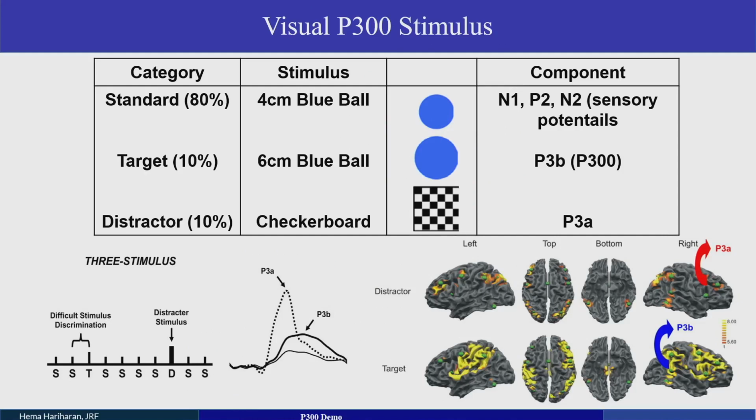There is also a 10% checkerboard, just like a chessboard kind of thing, which acts as a distractor. Whenever the checkerboard comes, our brain has to return to normalcy, recognizing that there is a standard and a target, and then differentiate the 6 centimeter ball again. All of this, working memory and attention, works together.